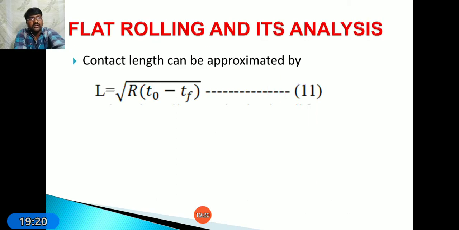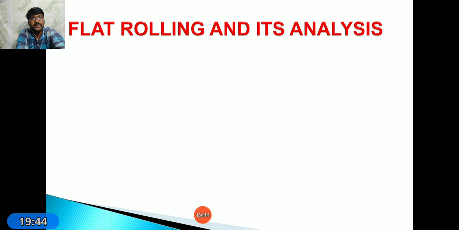Next, the contact length can be approximated by this equation: L equals the square root of R into T0 minus Tf, where R equals the radius of the roller, and T0 and Tf are the initial and final thickness of the workpiece. By using this equation, we can calculate the contact length, that is, the starting point and ending point of the workpiece's contact with the roller.